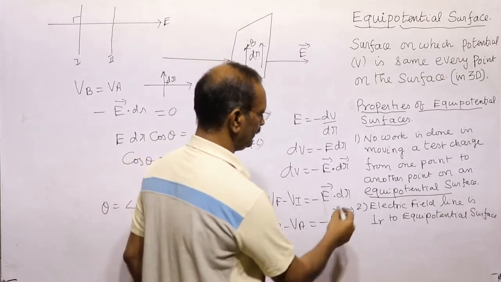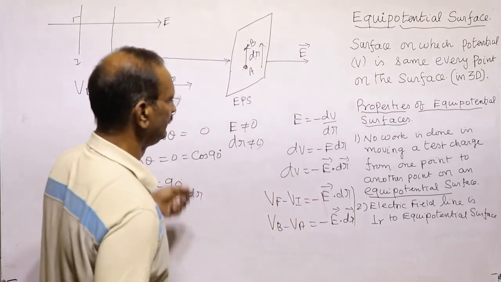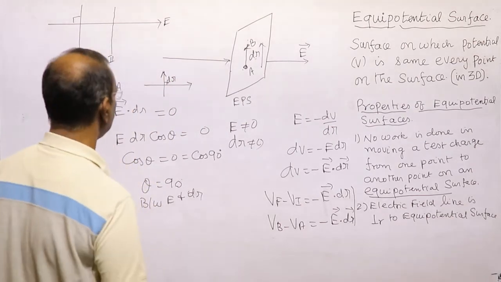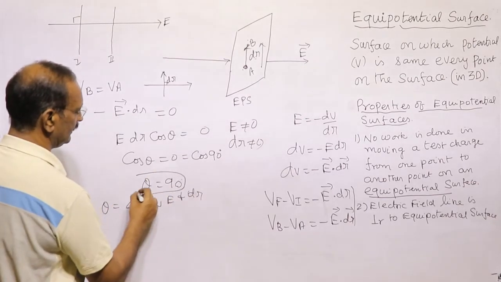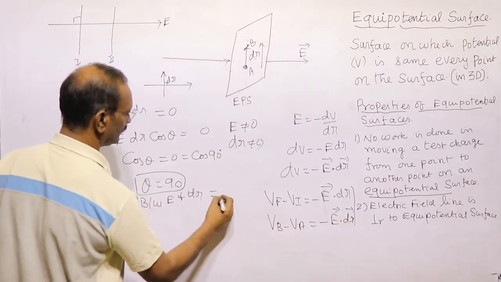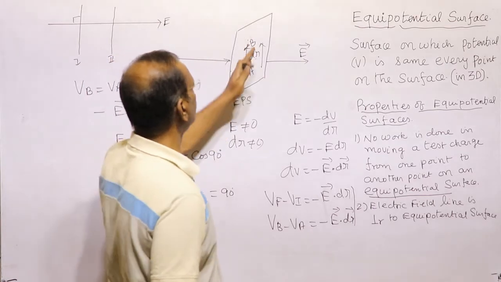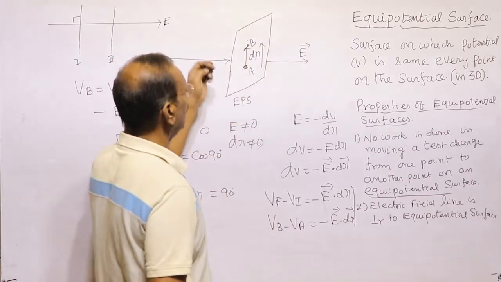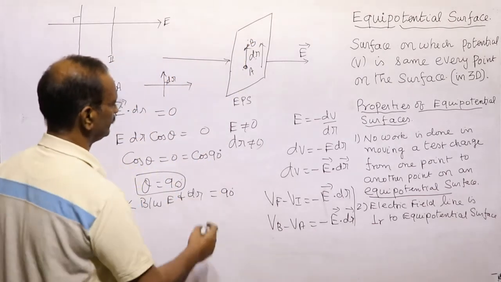So the electric field lines are perpendicular to the equipotential surface. It means we can simply say, since theta is equal to 90 degree, the angle between E and dr is equal to 90 degree. This is the equipotential surface, this is the direction of electric field. It means the electric field is perpendicular to the equipotential surface.